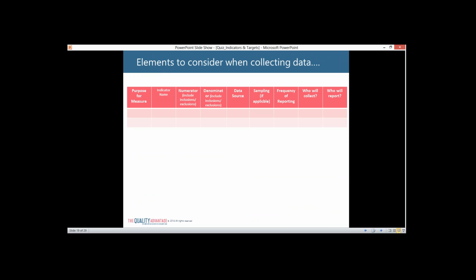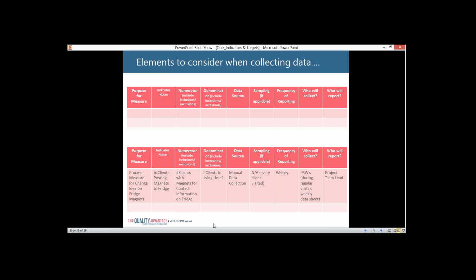So this slide includes some elements to consider when collecting data. And I'm just going to flip immediately to the example that's on this slide, and we'll go through it together. So the purpose for the measure, and I'm using the same example as the fridge magnet one on the previous slide, is it's a process measure. So in this row, we're including a process measure for change idea about fridge magnets. The indicator name is % of clients posting magnets to the fridge.